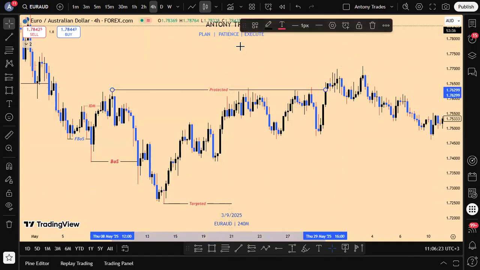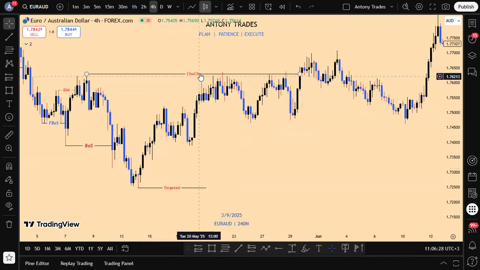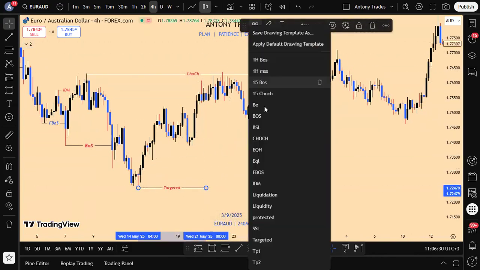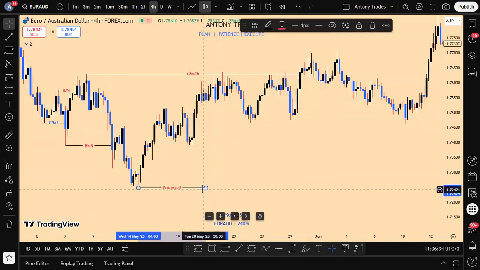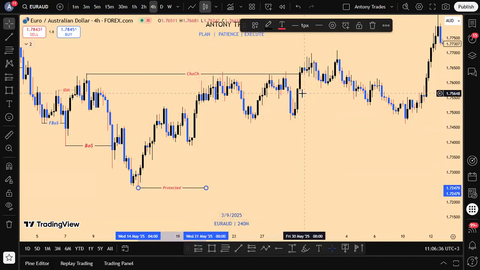So now this becomes a change of character. Then this becomes our protected low. This will change now to be our protected low. Now the trend has shifted from bearish to bullish. Are we getting the point?